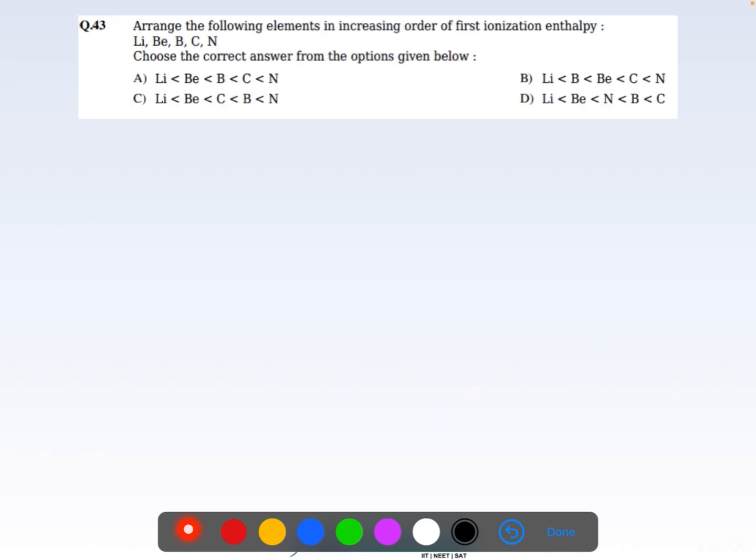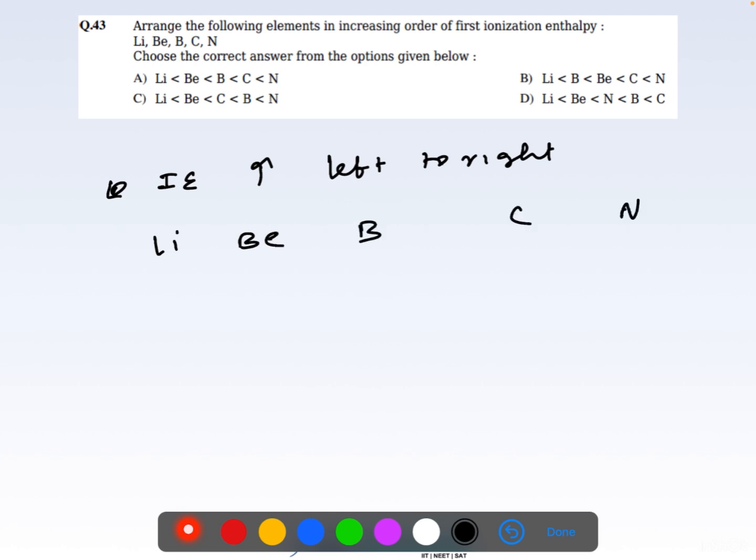Arrange the following elements in increasing order of first ionization enthalpy. See, generally ionization energy increases from left to right. So here from lithium to beryllium, boron, carbon, nitrogen, ionization energy should increase, but there will be an exception with beryllium. So here beryllium will have higher ionization energy than boron.